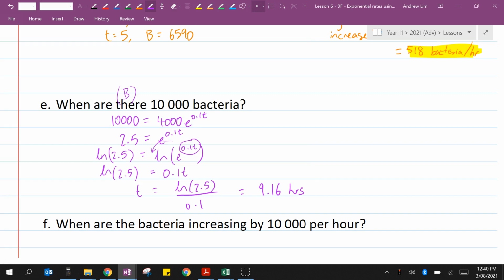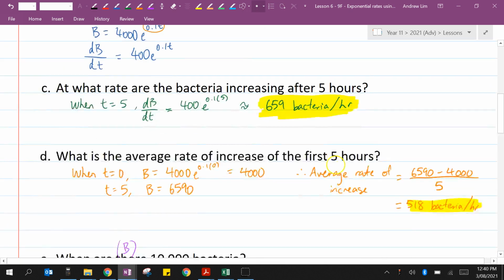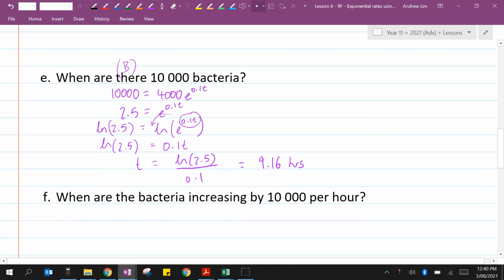Okay, and this is 9.16 hours after the experiment was started, because according to the question, t is the time in hours after the experiment was started. So if you want to add that in, I'm happy for you to do that. After the experiment started.